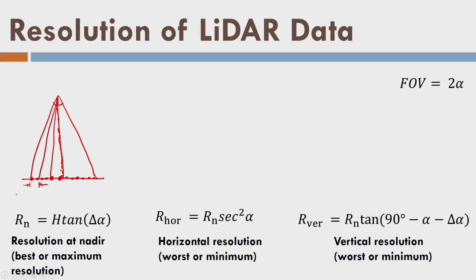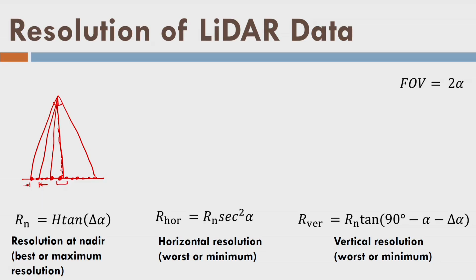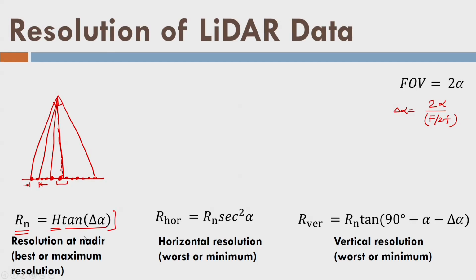And so we define two terms: one is the worst-case resolution and one is the best resolution. The best resolution we get at the nadir, and that is given by Rn = h tan(Δα). And Δα, if you remember, is 2α divided by the number of points in one line. So Δα is the angle between two sequentially fired pulses by the scanner. That is the resolution I get here.